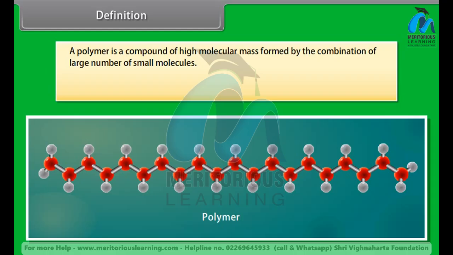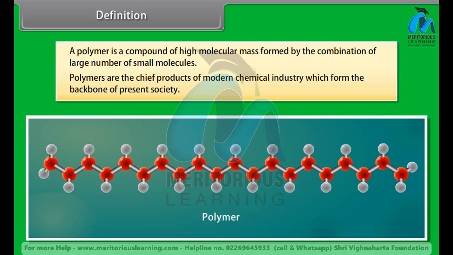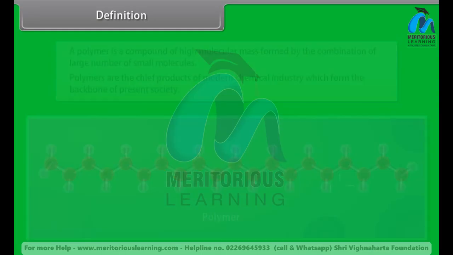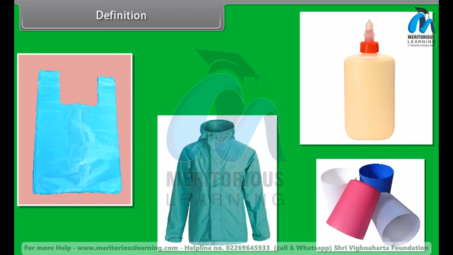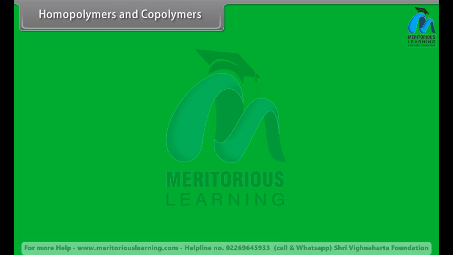small molecules. Polymers are the chief products of the modern chemical industry, which form the backbone of present society. In our everyday life, we use a number of materials like plastic dishes, cups, automobile tires and seat covers, plastic bags, raincoats, radio, TV and computer cabinets, a wide range of synthetic fibers for clothing, synthetic glues, flooring materials, and materials of biomedical and surgical operations, which are based on polymers.